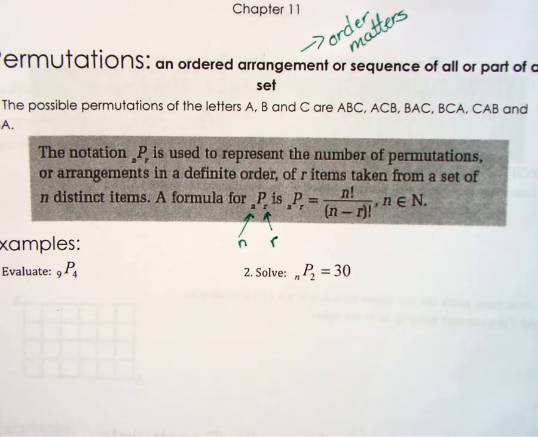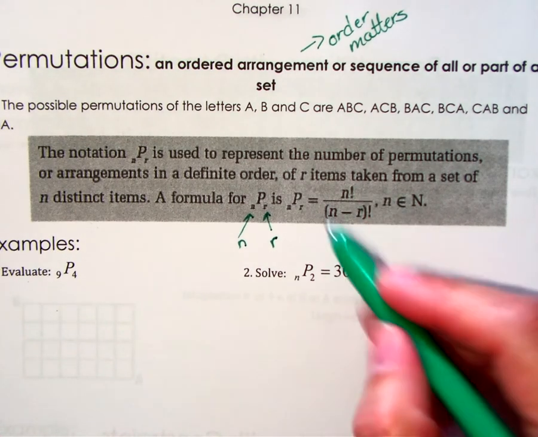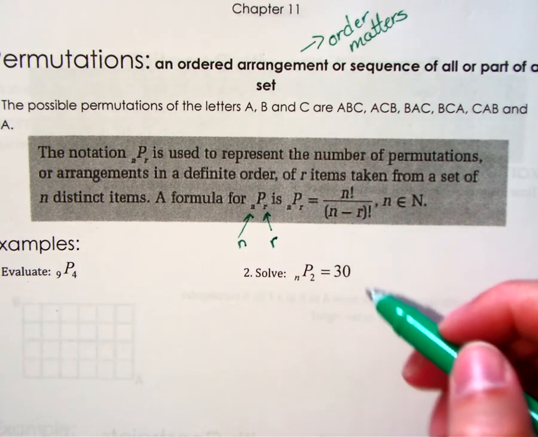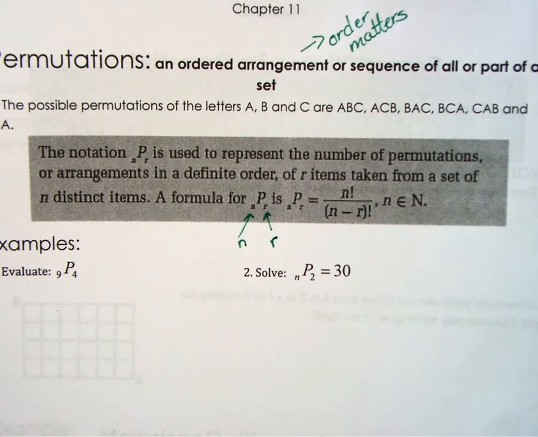I know, but it's an N because the formula only has N's and R's. So N is the total number of items that you have in your set. Rolling a dice, how many numbers do I have? 6. So N would be equal to 6. So N is your total. R is the special numbers you want to pick from your total.